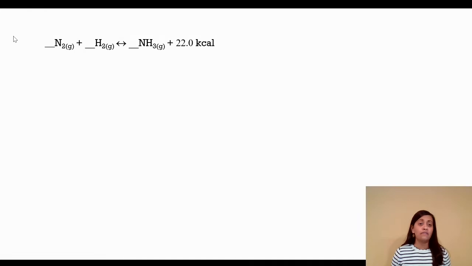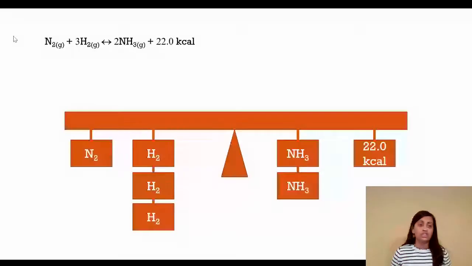So we have this reaction, N2 plus H2 is in equilibrium with NH3. We have heat on the right-hand side as well. So we have to balance our chemical equation. And let's think about this again with that seesaw. In this case, the little things are at the bottom instead. So we have 1 mole of N2, 3 moles of H2, 2 moles of NH3, and we have 22 kilocalories of energy. So what would happen if we added N2?